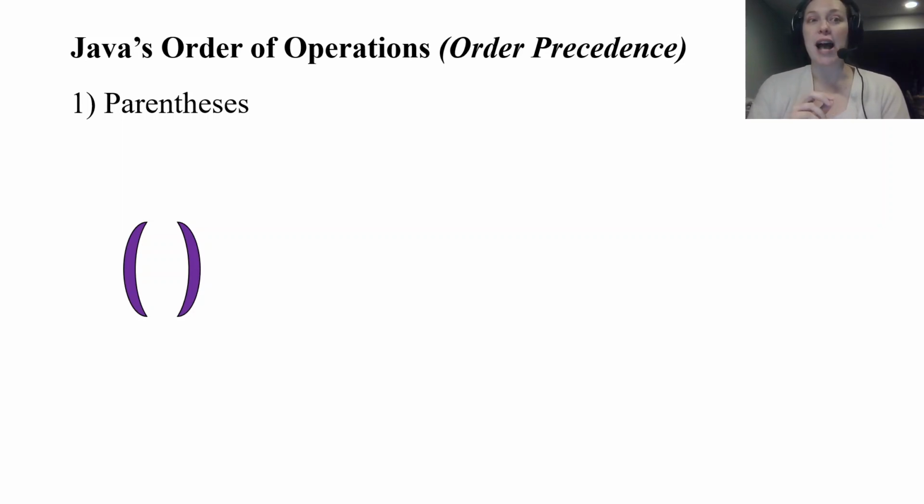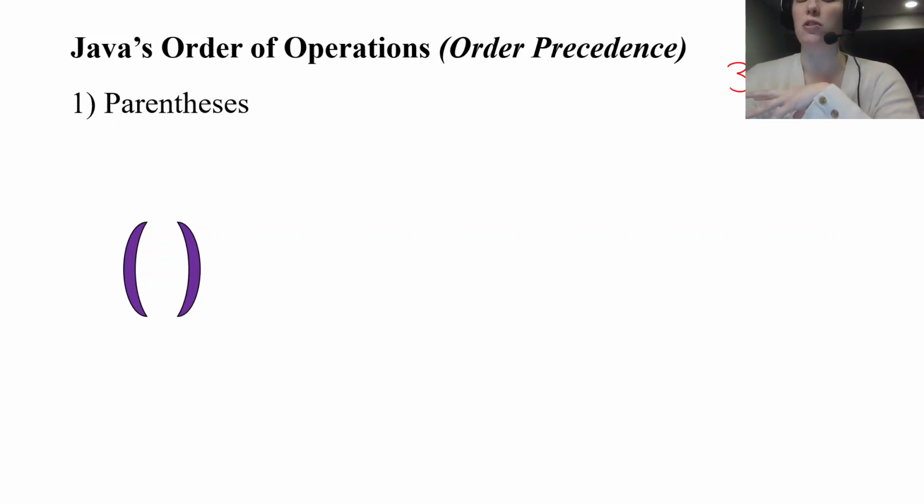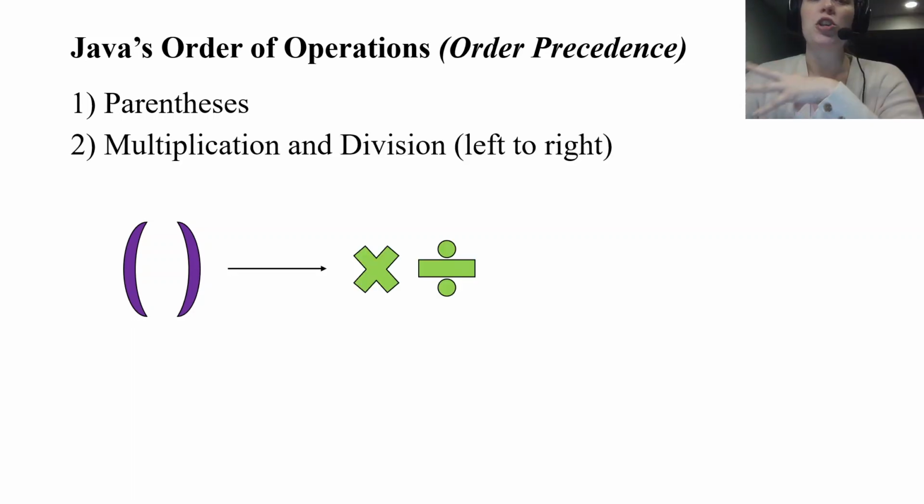I should make a note that Java does not recognize parentheses itself as an operation. Usually in math class, if you had 3 parentheses 4, you knew that meant multiplication. Java does not recognize that as an actual operation itself. That would be an error. In order to use multiplication, you actually have to use the asterisk. The asterisk represents multiplication, and the slash represents division.